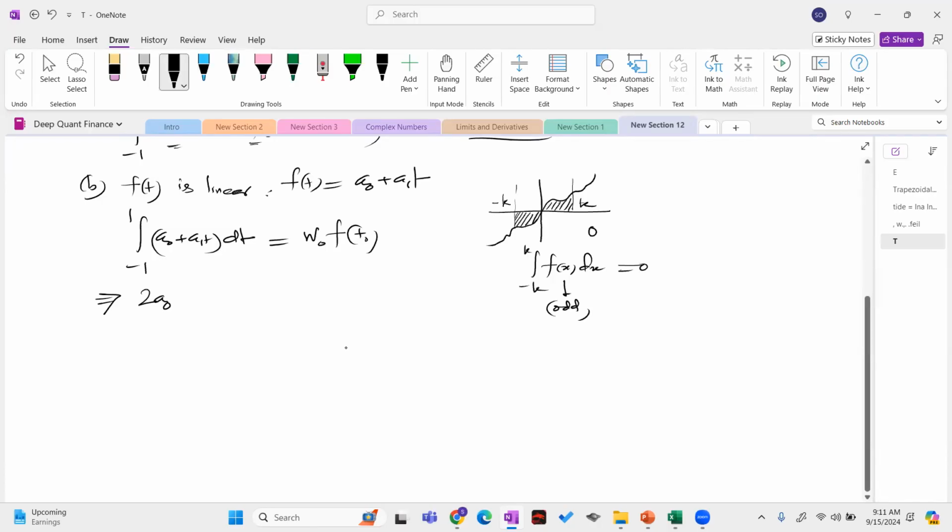a1 times t is an odd function because the graph is like this, right? So the areas get cancelled, perfectly cancelled from -1 to +1. So this is again 2a0, right? So we get 2a0 equal to w0 f of t0.